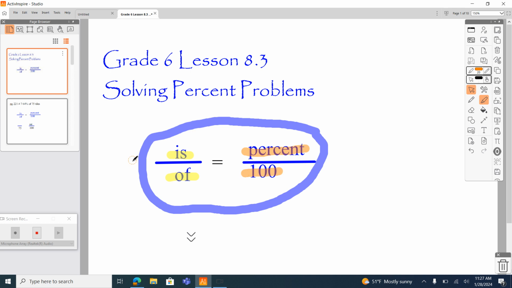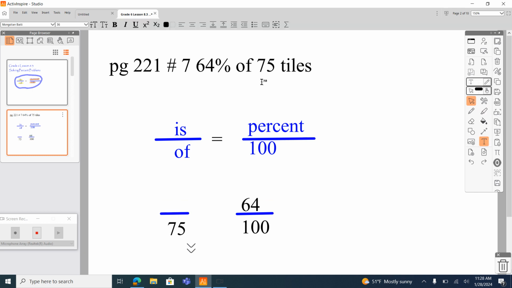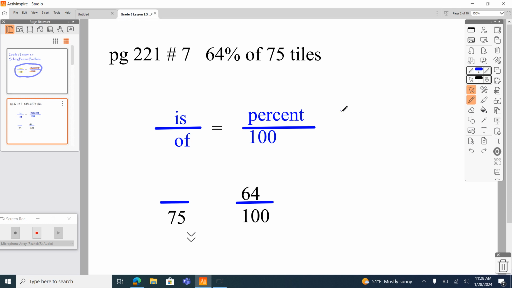So for these problems, some of them I've taken out of the textbook. These are all on page 221. This is problem number 7. Okay. So what they're saying, 64% of 75 tiles. So 64% means 64 out of 100, and that is this fraction or ratio, 64 over 100.